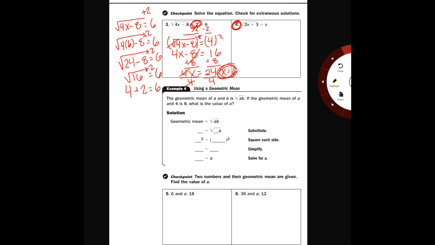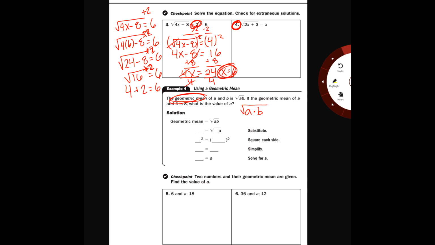So now geometric mean is our last little concept, and it's not terribly important, not something on your final, but something that I think we should just quickly go over. So the geometric mean of a number, it's just a fancy word for saying radical of both numbers multiplied together. So if you multiply two numbers together, take the radical, that's a geometric mean.